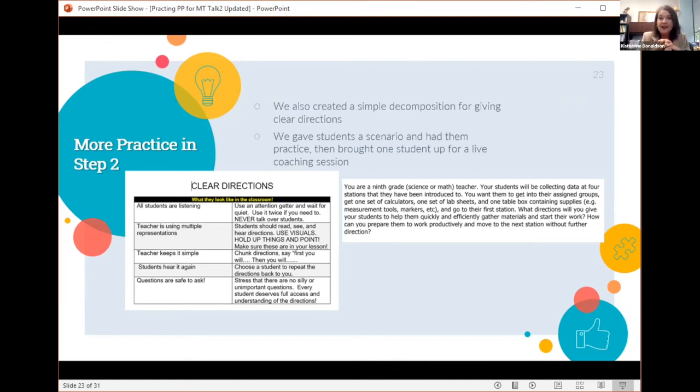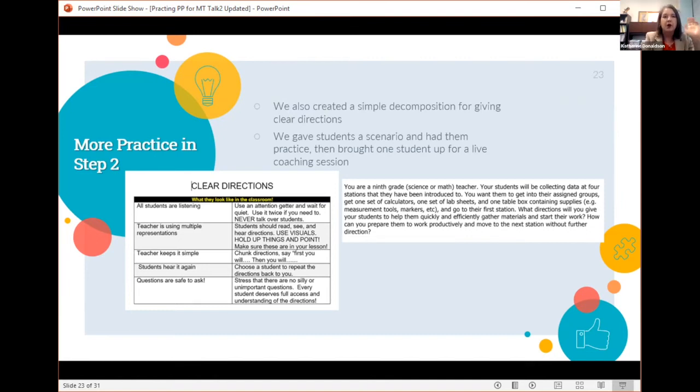And then in class, before they went out to teach their second lesson, we gave them a scenario, and this was our scenario. You're a 9th grade science or math teacher. Your students are collecting data at 4 stations. You've got to give them the directions, and they're doing station work. And so we had our students read the scenario. They got into pairs at tables. They wrote some directions and talked about what they were going to say to their students. And then we randomly picked one person. We called them up to the front, and we had them give the directions.